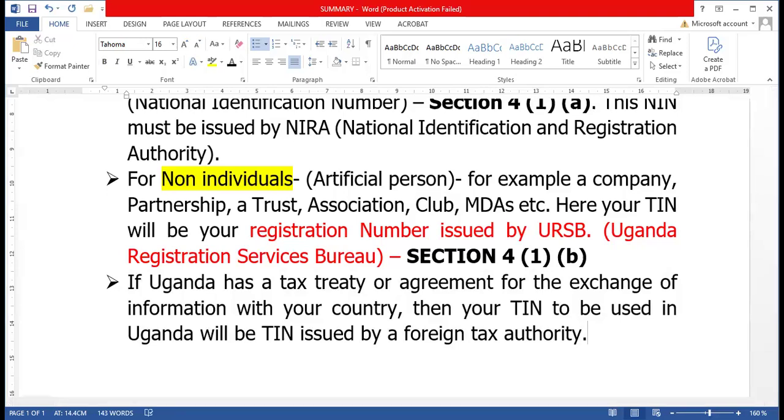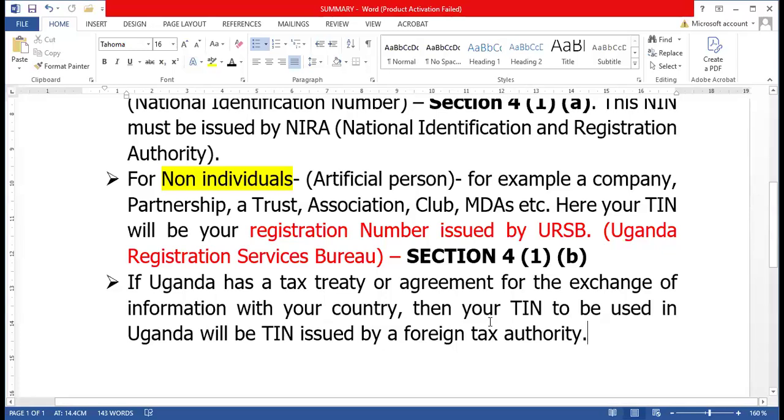So please take note that in a scenario where Uganda has a tax treaty or agreement for the exchange of information with your country, then the TIN to be used in Uganda, if you are doing some transactions in Uganda that require a TIN, will be the TIN issued by your country, the country where you are, okay? It will be accepted in Uganda. That TIN you use in your country will be accepted in Uganda.